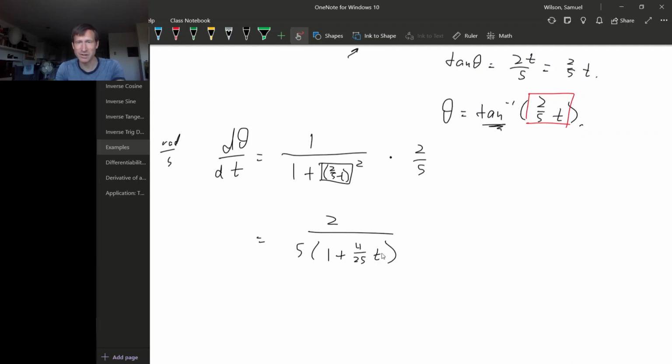times t squared. And then we could simplify this if we wanted to. Maybe it would be worth it to multiply the numerator and denominator by another factor of 5, because that gives us a 25, which then we can distribute. So we get 10 over 5 plus 4t squared. So that's the rate of change of the angle theta with respect to time.